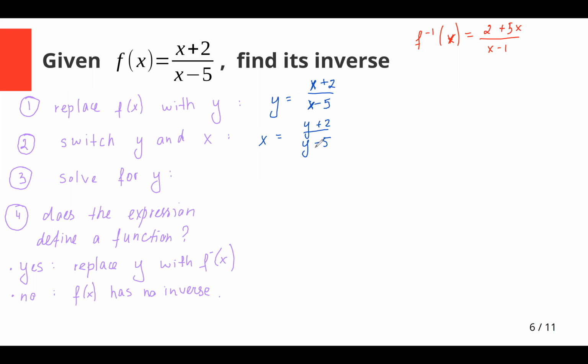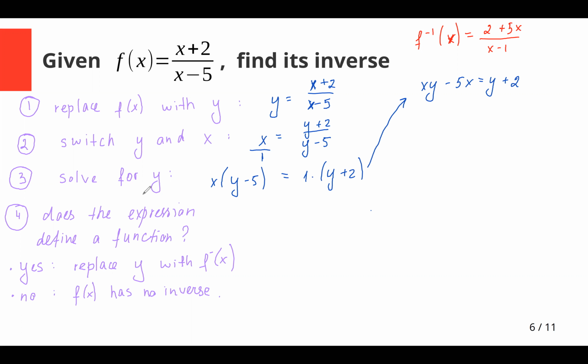Now, what do we have to do here? We'll have to multiply both sides by y minus 5 to get rid of this denominator. You can also treat it in this fashion. You remember the cross product rule, so you can also do it like that. So you will get x times y minus 5 equals 1 times y plus 2. This is another option. Now, we need to open up all the parentheses and move things around. So I'll continue over here. So xy minus 5x equals 2y plus 2.